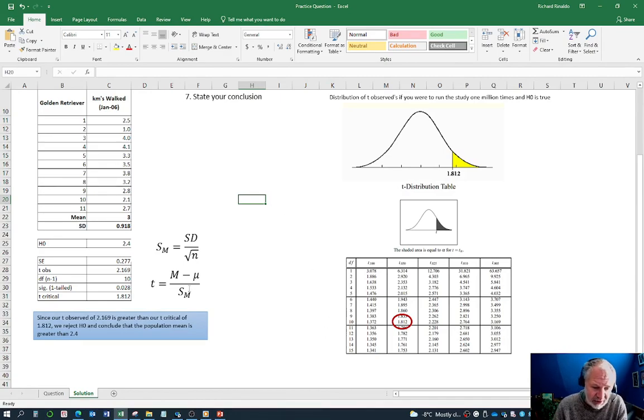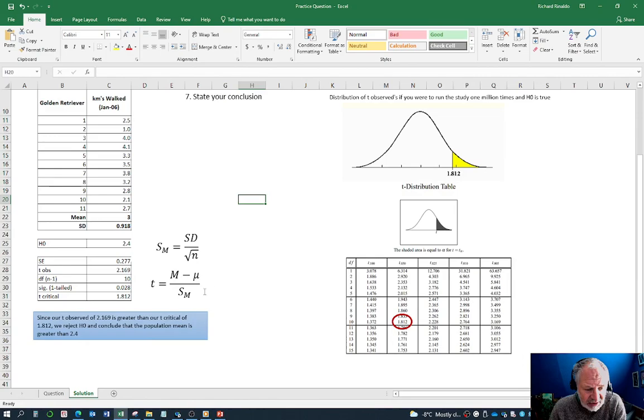So when I took my sample mean, subtracted from it the 2.4, and divided by my standard error, that t observed across my 1,000,000 sample means, the sample means in the top 5% would produce the cutoff of a t observed of 1.812. Okay.